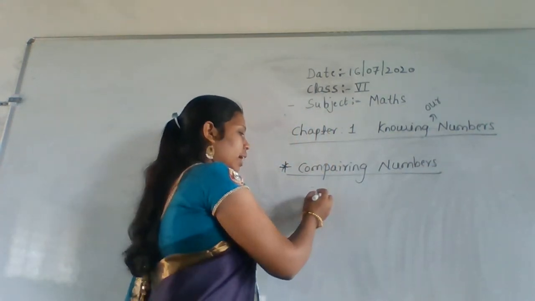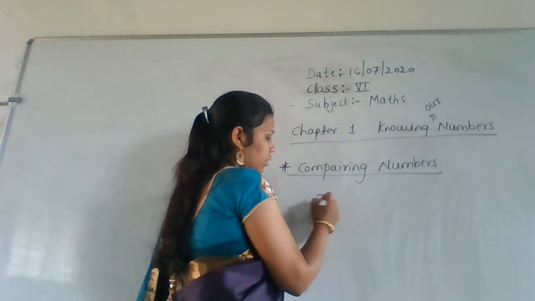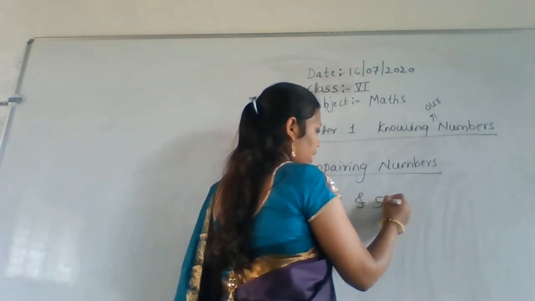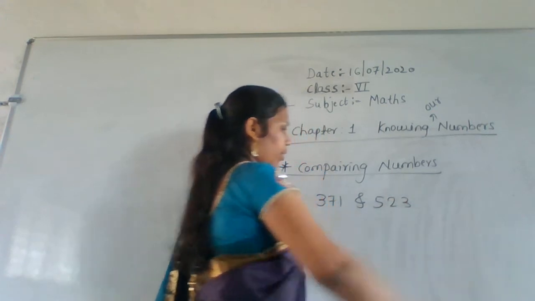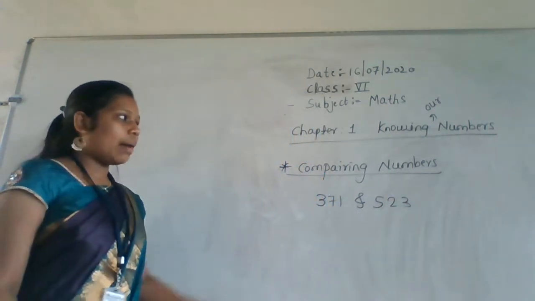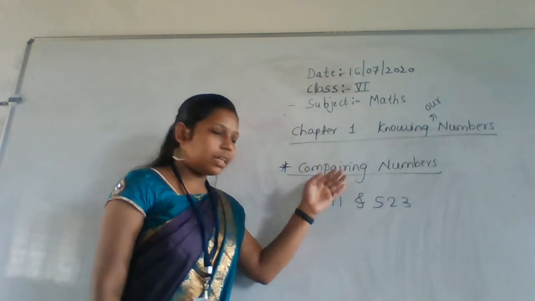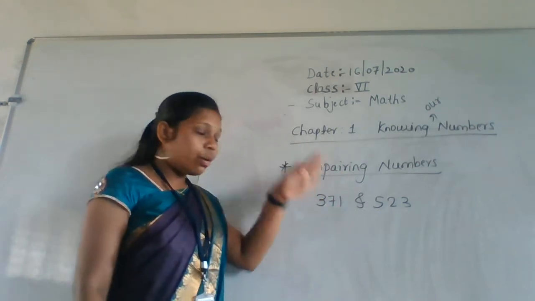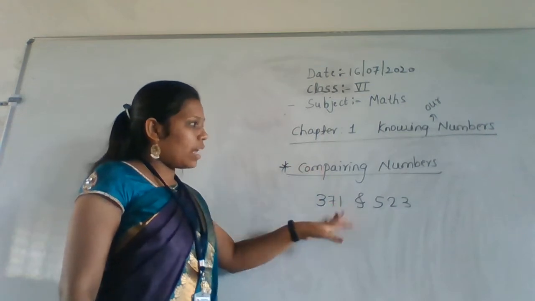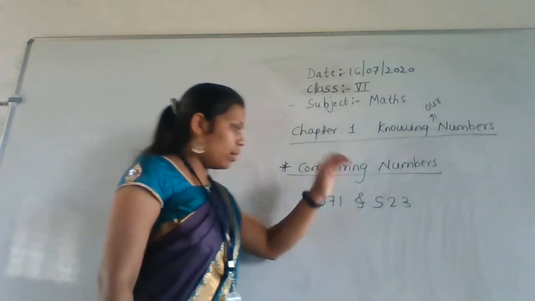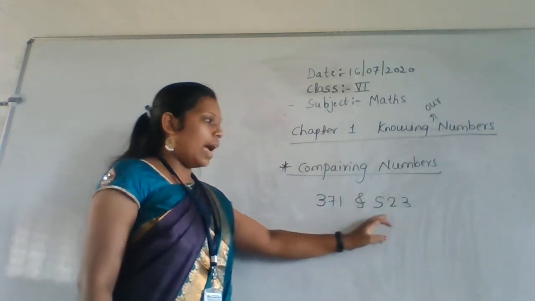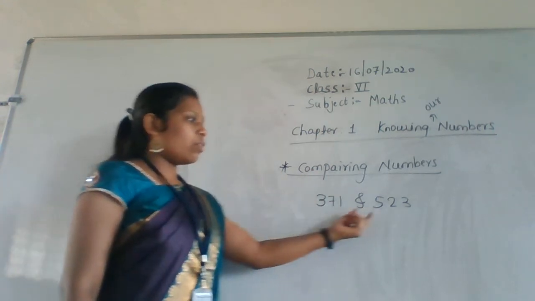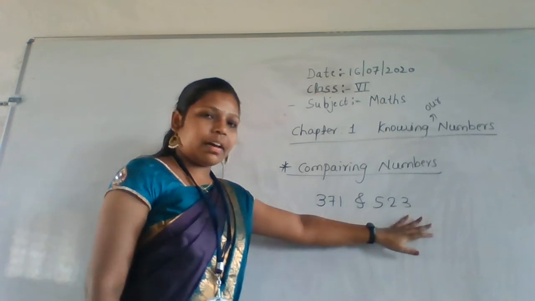I am giving an example. See here, 371 as well as 523. Comparing is nothing but finding which is greater and which is smaller. That is called comparing the numbers. Here 371 and 523 are there. Which one is bigger? Of course, 523 is the bigger number.